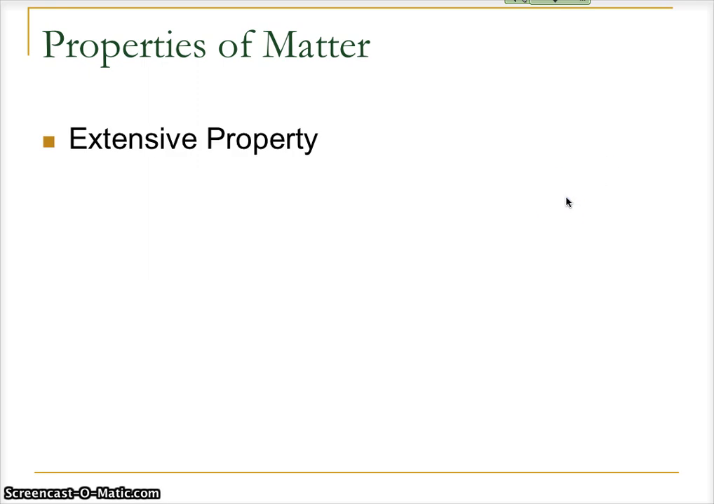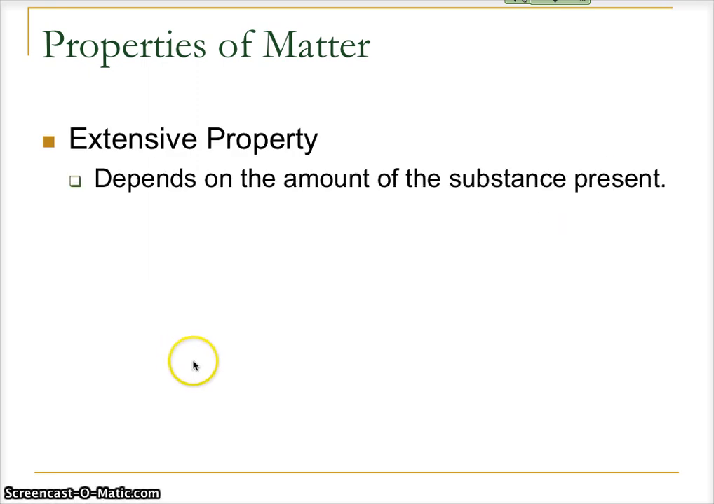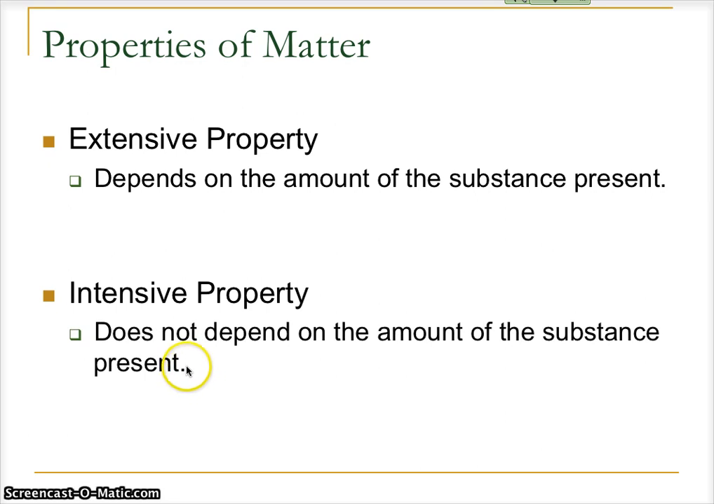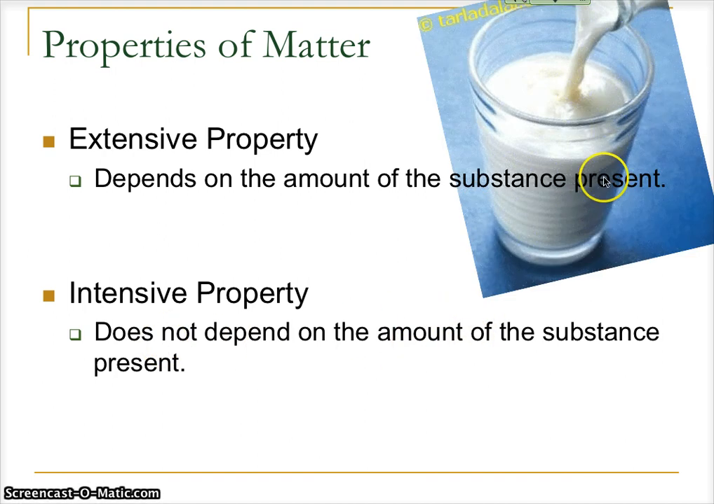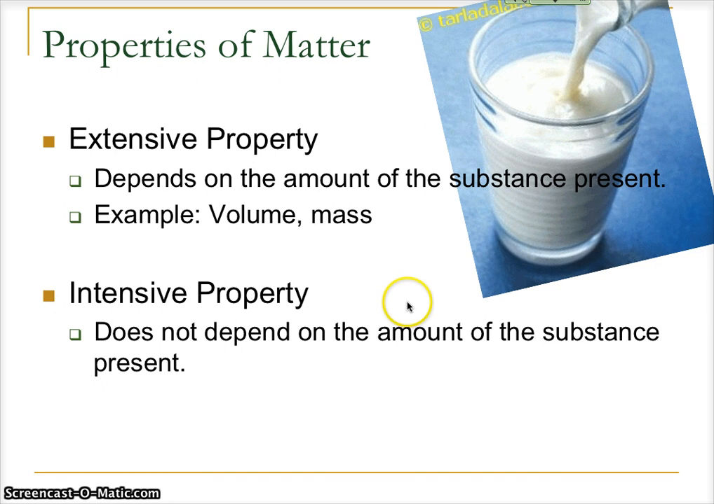The first ones we're going to talk about are extensive properties and intensive properties. Extensive properties depend on how much of the object or substance you have. Intensive properties do not depend on how much of the substance or item you have. And so, for example, here's a glass of milk. What about this milk would depend on how much you have? Well, a couple of easy ones would be volume and mass.